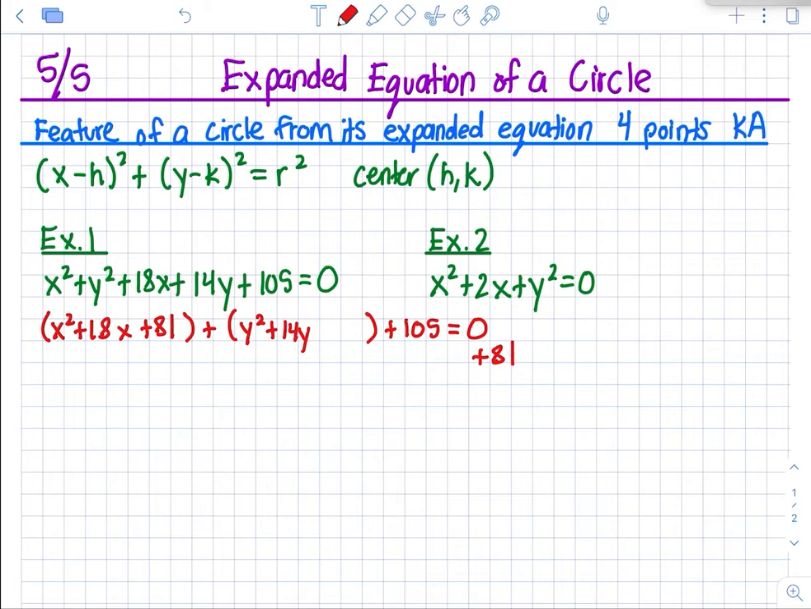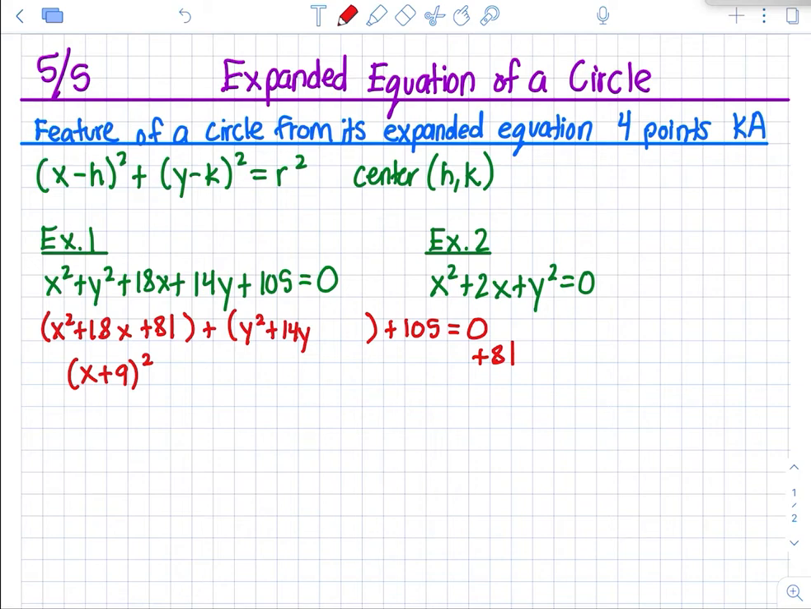Now let's look at the y variable. Well, we'll finish this one first. Now we're set up to make this into complete the square. So this complete the square is going to be x plus half of 18, which was the 9, and then raise that to the second. So this is equal to this. Okay, so that is complete the square for that.